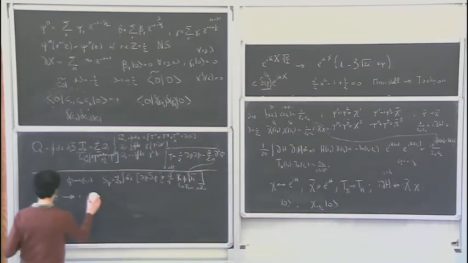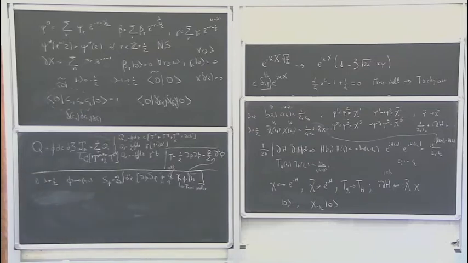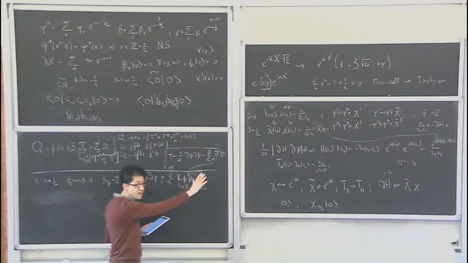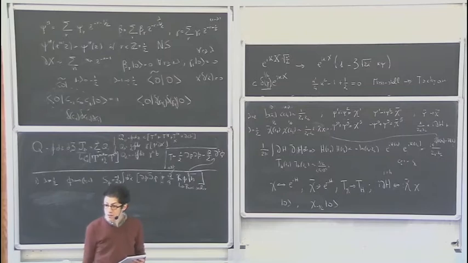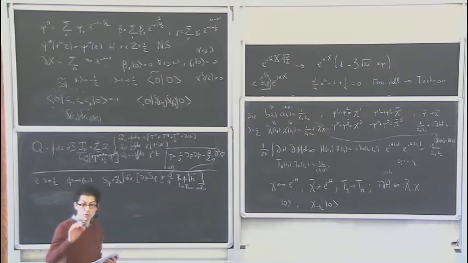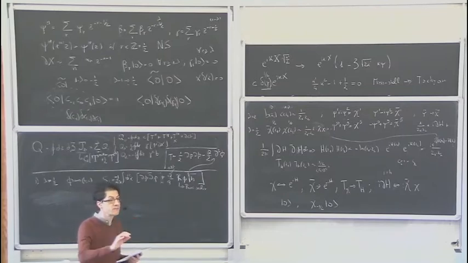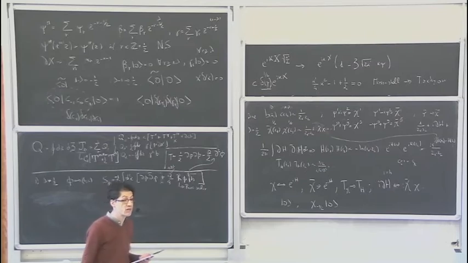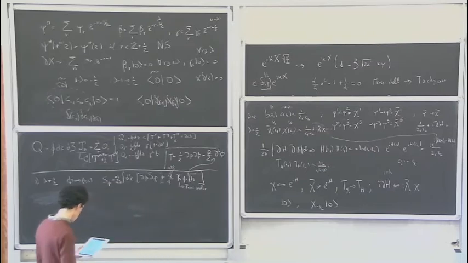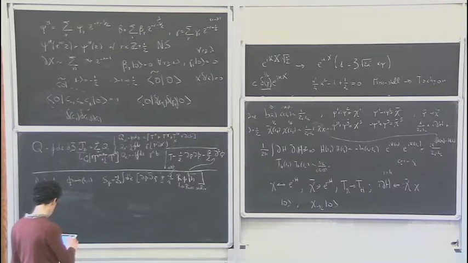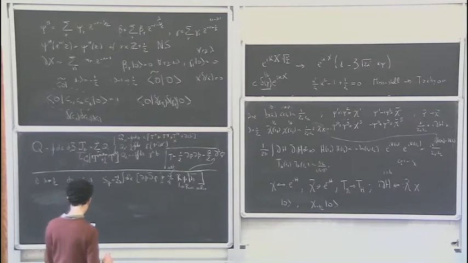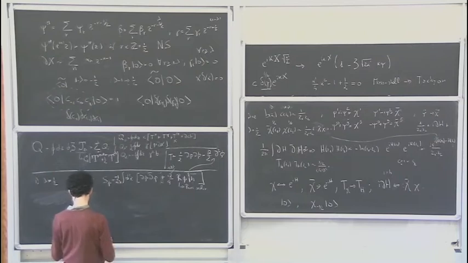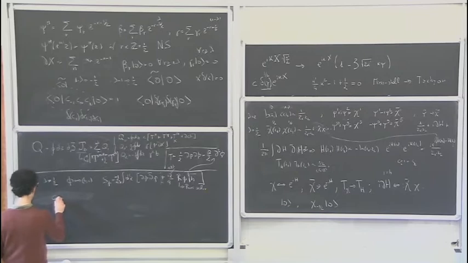So let me write this, and then we can make a break. So when you calculate, it's straightforward, right? You take this, you calculate the OPE of T and T, you focus on the quartic term, and that gives you the definition of what the central charge is, right? And you will find that the central charge of this object depends on Q. Central charge C depends on Q.